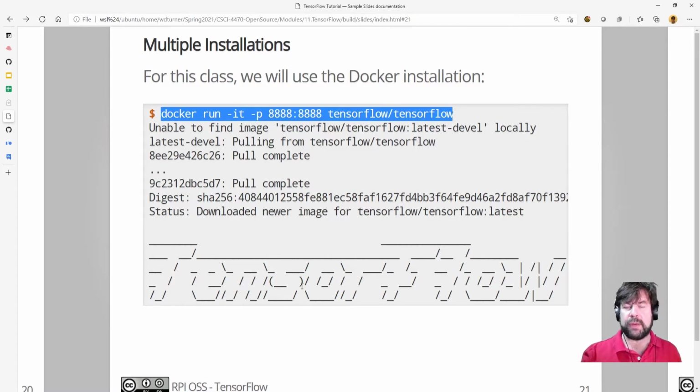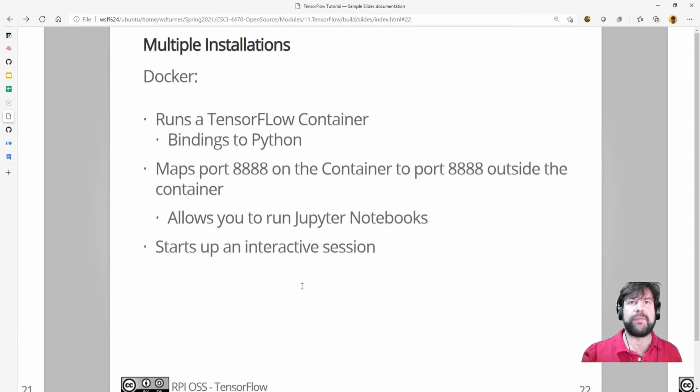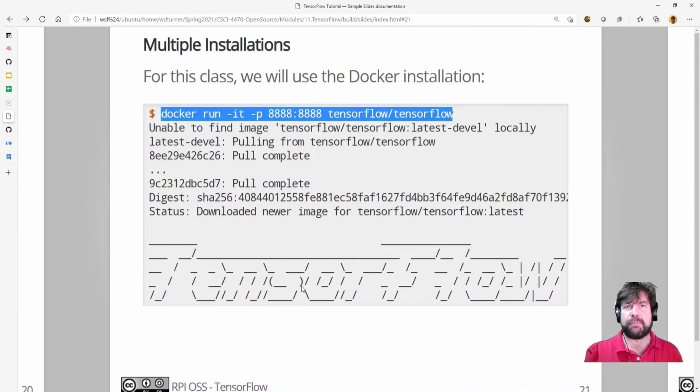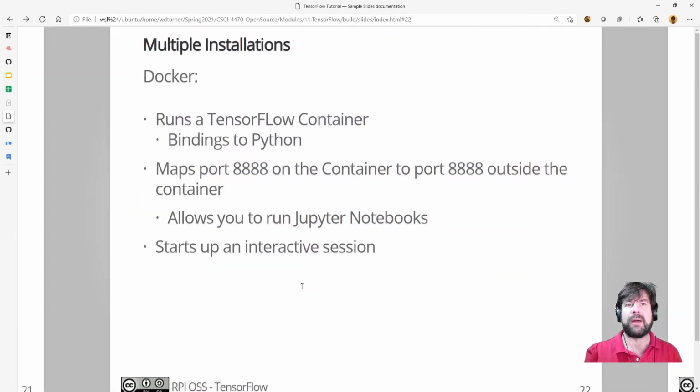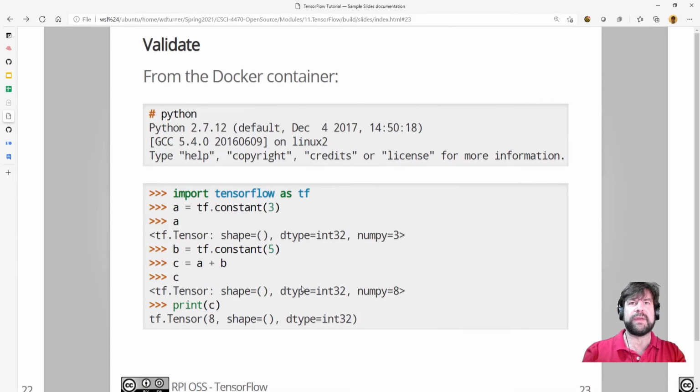But Docker will run. It will pull down a full environment for you with bindings to Python, mapping port 8088 on the container to port 8888 outside the container. And you can run Jupyter Notebooks, and it starts up an interactive session. So at this point, you're at a prompt in the TensorFlow Docker, and you can actually start running. You guys have all seen Docker run, so I don't think I'm going to do that for right now. We'll try moving on from here.